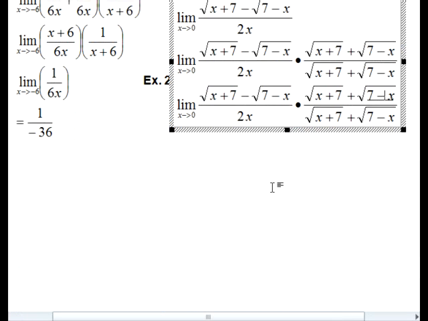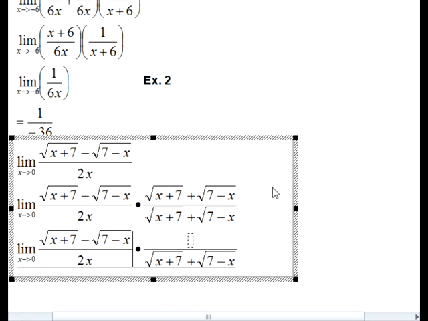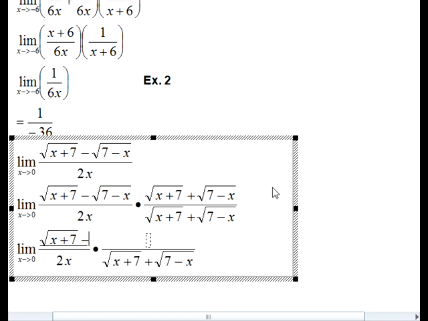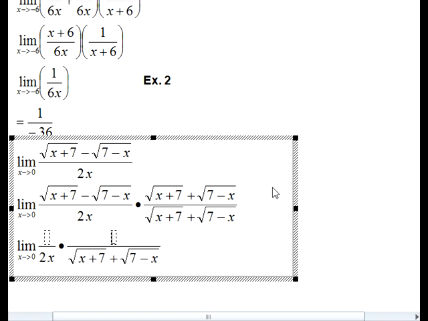We're going to do a difference of squares. The bottom's going to stay the same, I can't change that, but the top is going to change quite nicely. I'll call that 1.